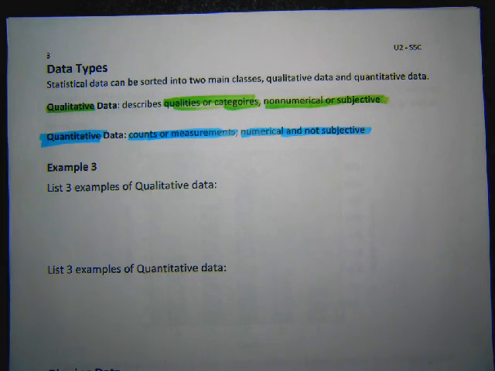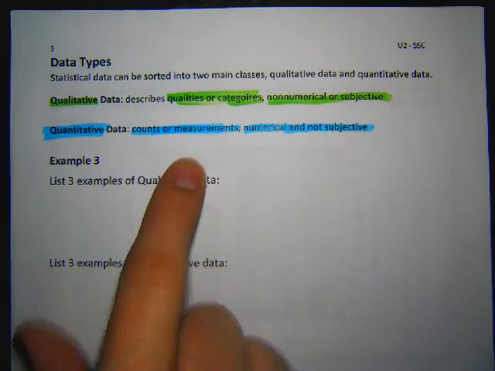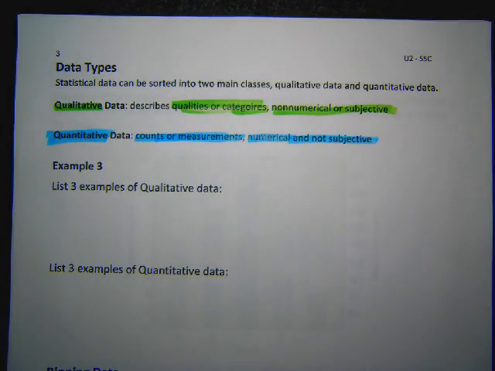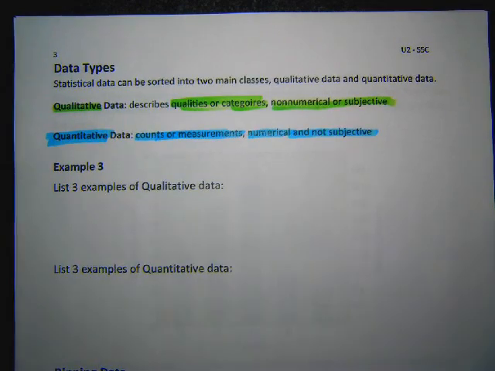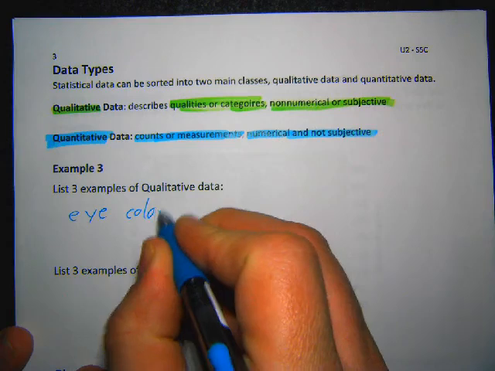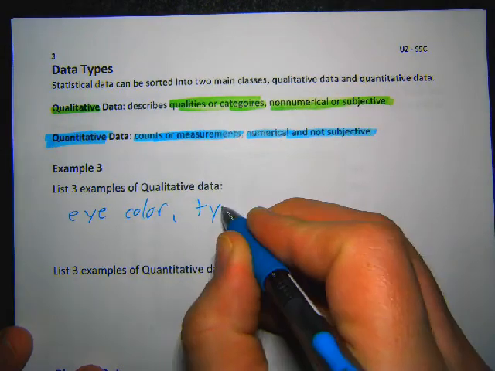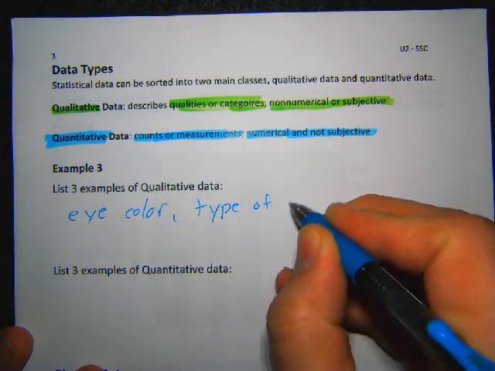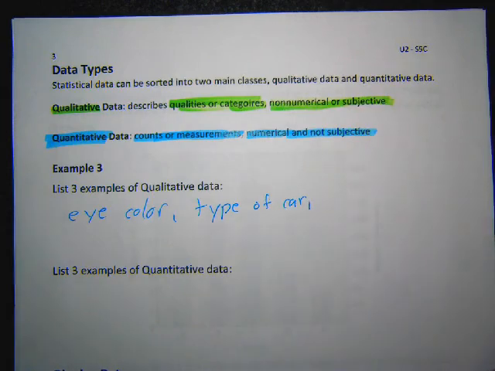I could do that, but it'd be like a weird cipher, like trying to figure out what things are. No, just you keep a number, because quantitative data is always going to be a count or measure. So some examples of qualitative data: eye color, type of car. What else could we say?